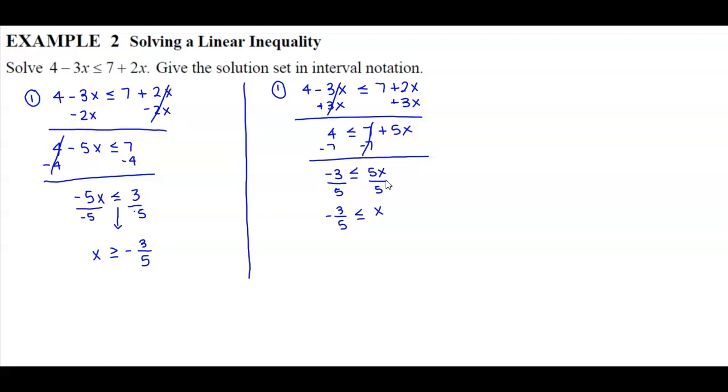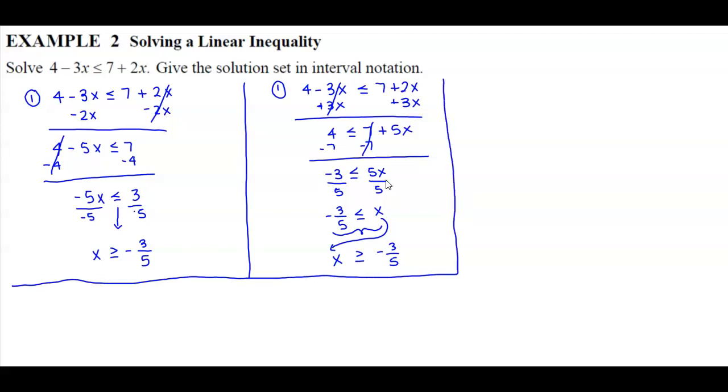Now, in order for us to read this the same way as in the first example, all we need to do is just rearrange this entire statement. Meaning that we're going to write the x over here first, and then we're going to write the number negative 3/5 on this side. And from this example, we can see the arrow is pointing to the number, which is going to give us the same result. So again, those are two different ways. We just need to pay attention to how that is written.